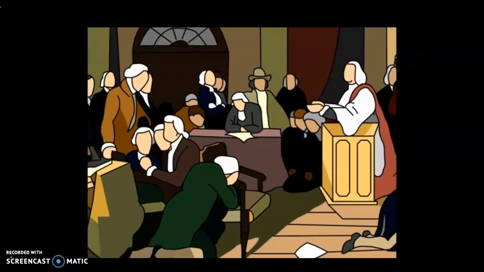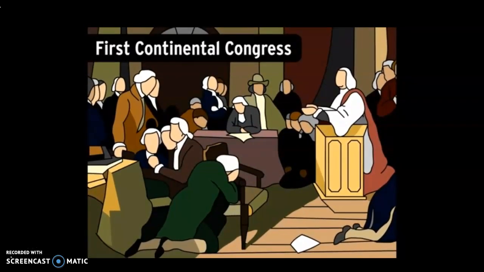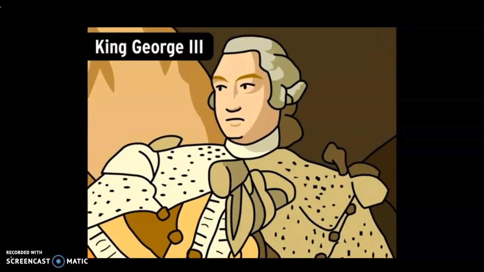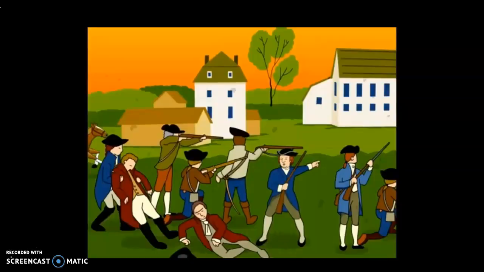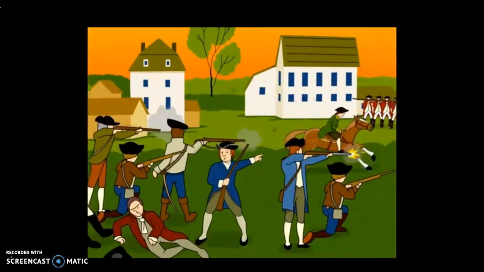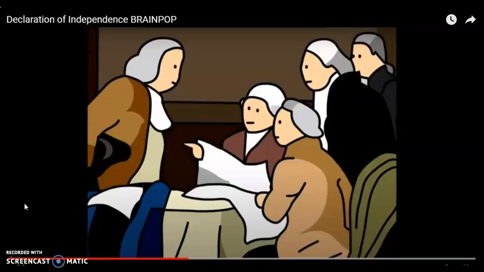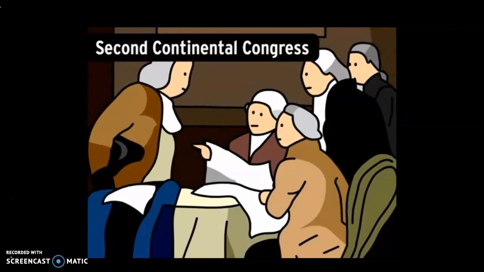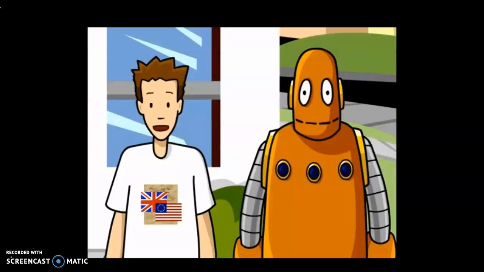In 1774, representatives from 12 of the 13 colonies met in the First Continental Congress. They wrote a Declaration of Rights and Grievances and addressed it to the King of England. But King George III was angry. He considered the Continental Congress to be traitors. In 1775, British and American troops faced off in battles at Lexington and Concord. Later that year, the Second Continental Congress met to decide what to do next. A lot of colonists were still against declaring independence from England.